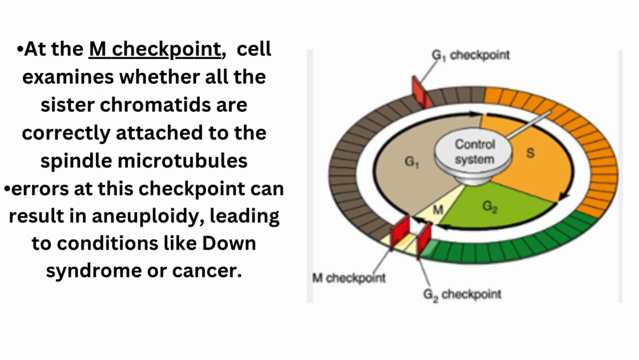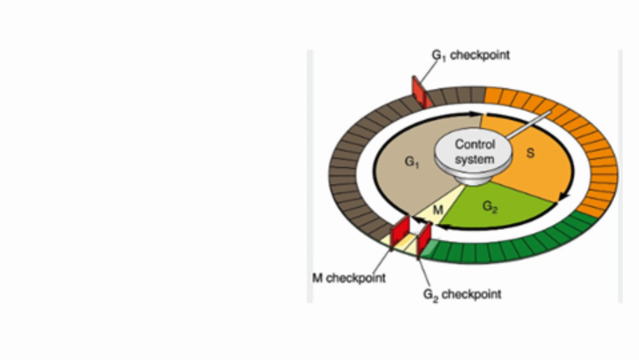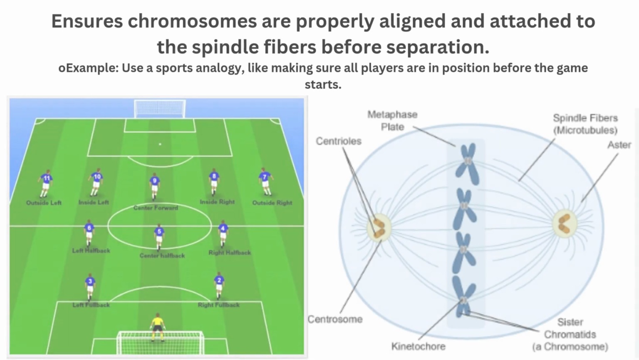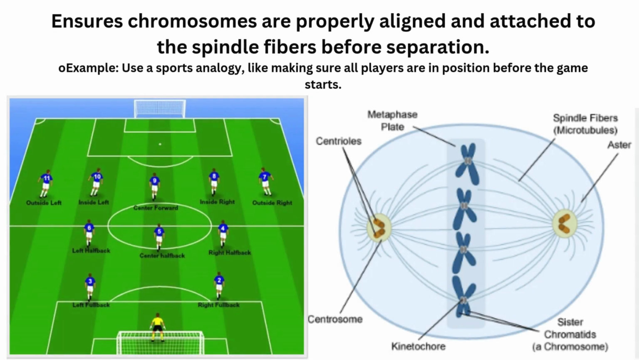Now we will talk about what we discussed: what is the function of the M checkpoint, the spindle checkpoint. It ensures that chromosomes are properly aligned and attached to the spindle fibers before separation. So we can see in this figure that chromosomes are properly aligned and attached to the spindle fibers before separation takes place, which happens later in anaphase.